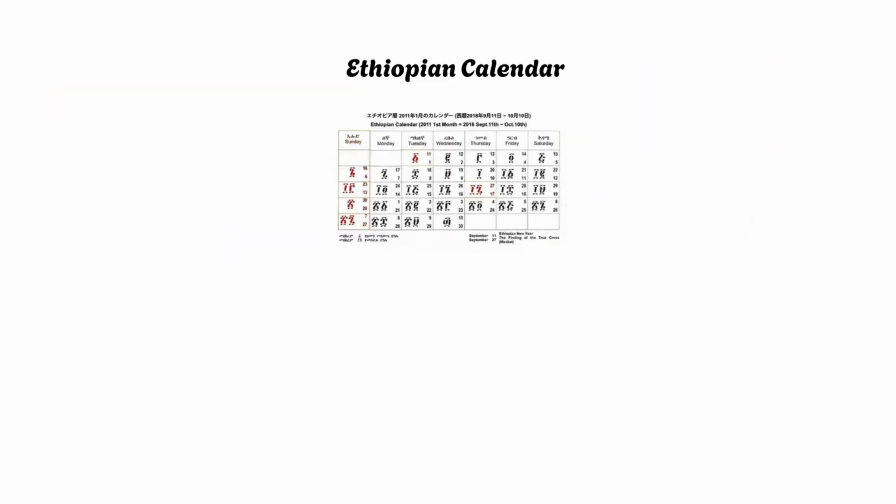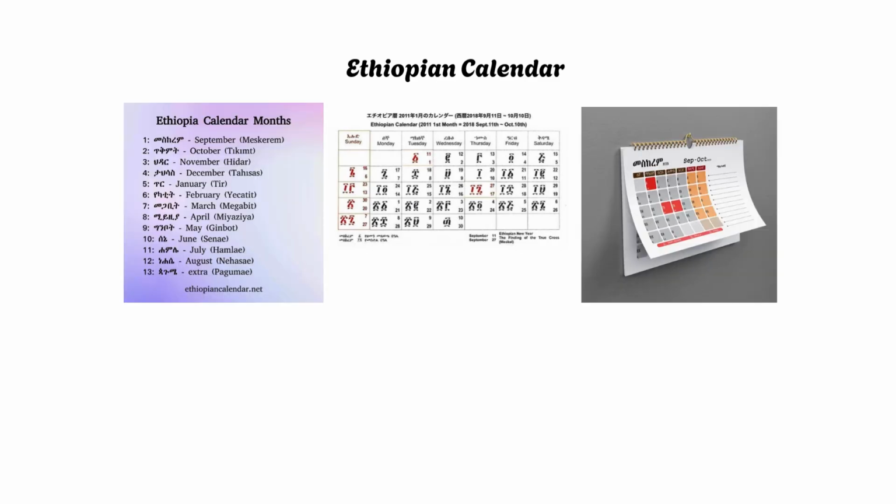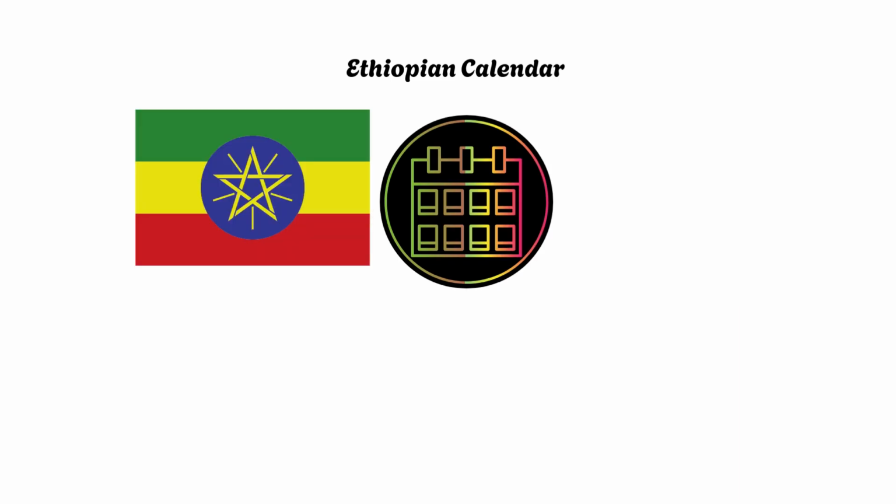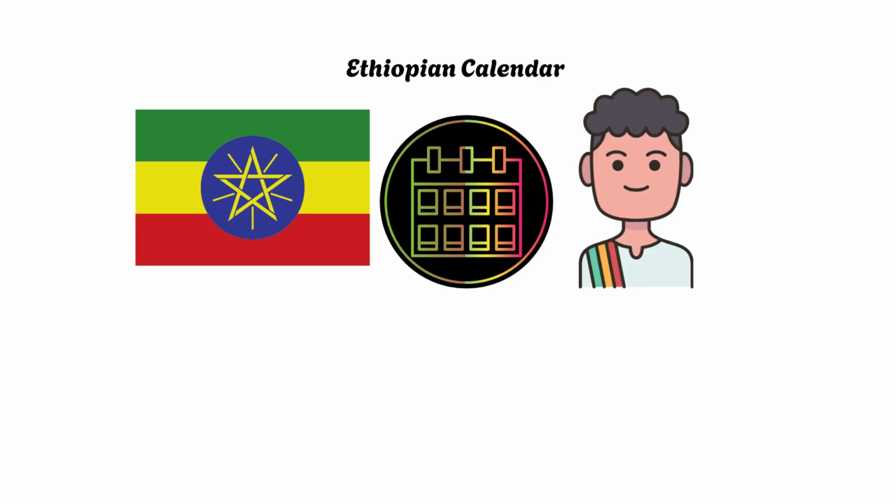Ethiopian calendar. The Ethiopian calendar has 13 months, 12 with 30 days and one short month with 5 or 6 days. Its new year falls around September 11th. Because of different calculations, it's about 7 years behind the Gregorian calendar. It's still officially used in Ethiopia and Eritrea.